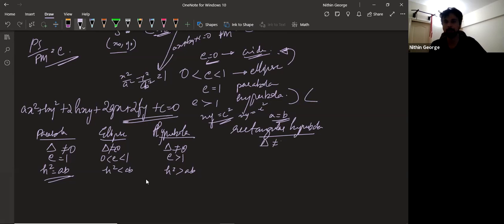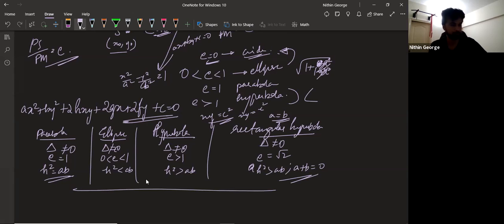So here delta will not be equal to 0. e will be equal to root of 2. e is generally root of 1 plus b square by a square, right? b square is the length of conjugate axis, half the length of conjugate axis. So that will be the same as that of the transverse axis. So a square by a square will become 1. Root of 1 plus 1 is root 2. Okay. So h square is greater than ab here. But then note that a plus b will be equal to 0. Okay, so just remember these conditions for the different conics.